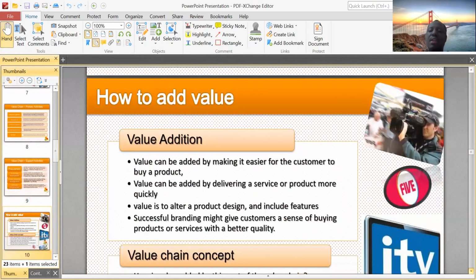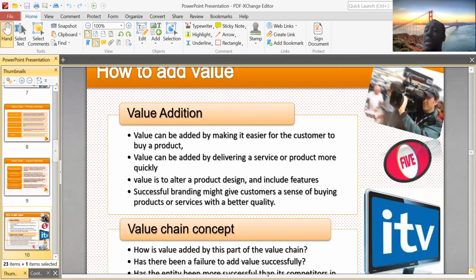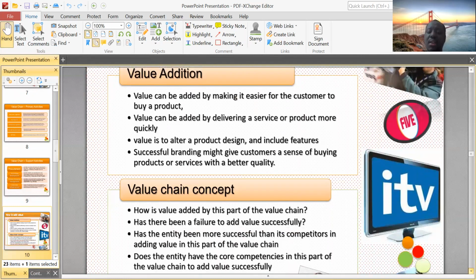So how do you add value? You can add value in a lot of ways. Number one is convenience, making the product convenient for the customer. Number two is how you deliver. Do you deliver with speed? For example, Amazon can deliver things to you in a day. That's all value. You're adding value. You can deliver value through the product features, through how you brand the product. All these things deliver value.